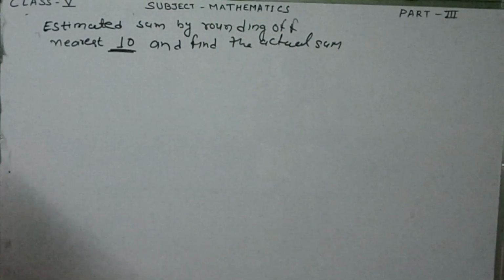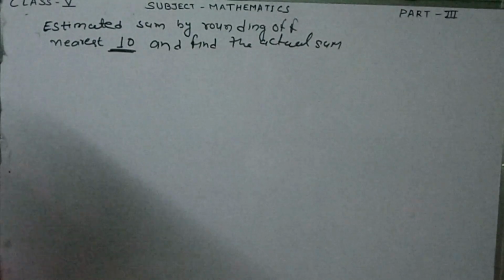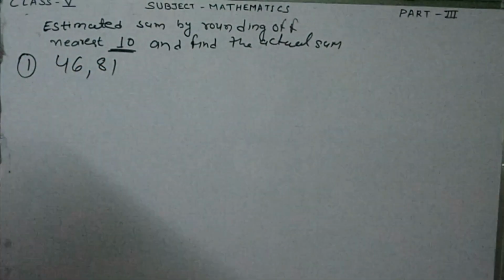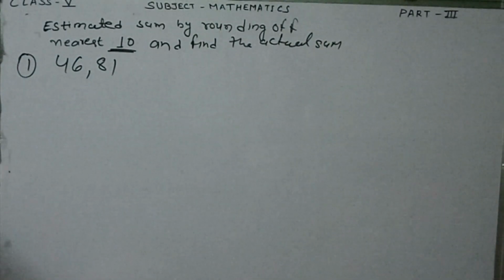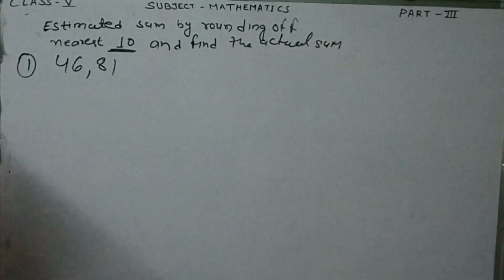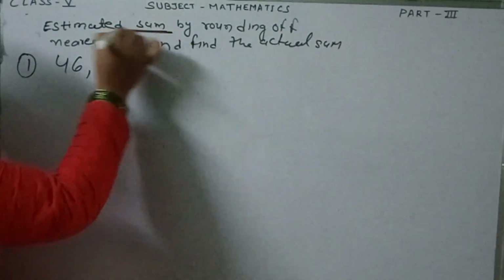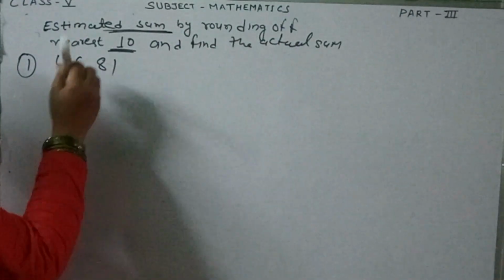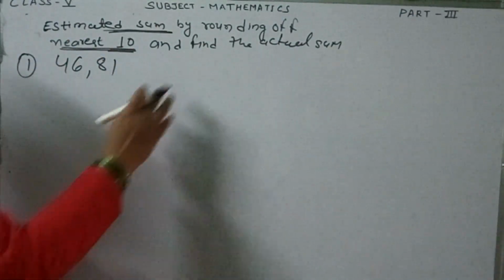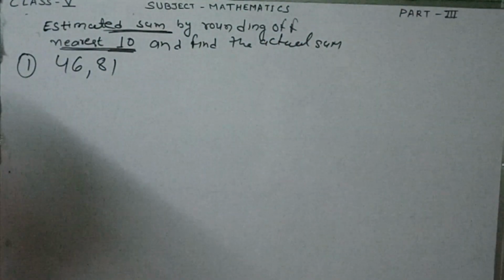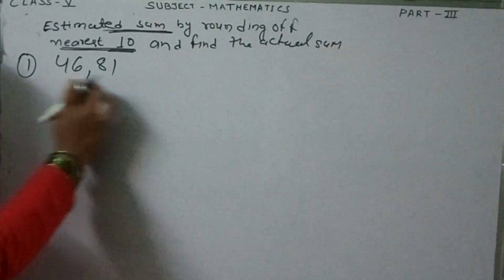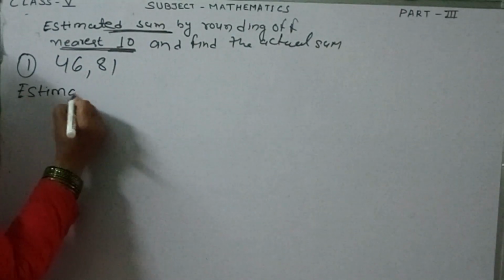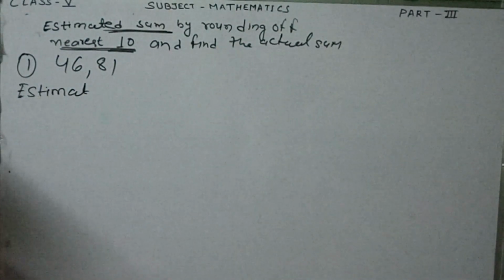Here the first given numbers are 46 and 81. And you have to find out the estimated sum. Sum means you have to do the addition work. Estimated sum, also round off to the nearest 10, and find the actual sum also. The first work is here: you have to estimate these numbers. Estimation.